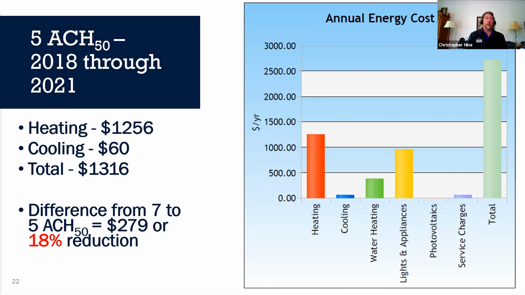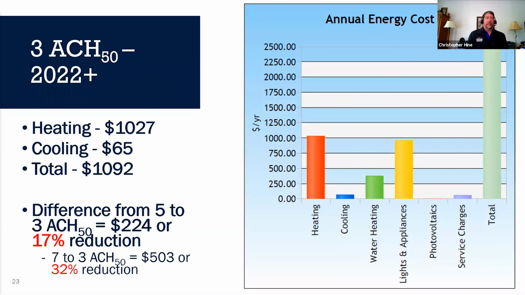A reduction of $279 annually, or an 18% reduction in energy consumption for conditioning space. So I think they're good numbers, right? You can put numbers to it, and it's showing a savings annually of $279.